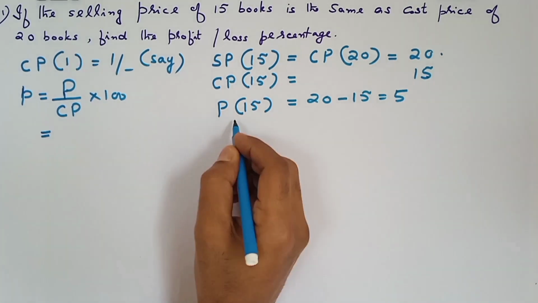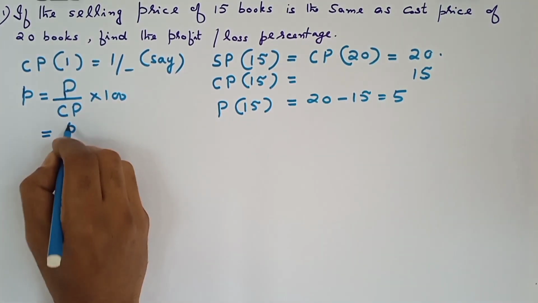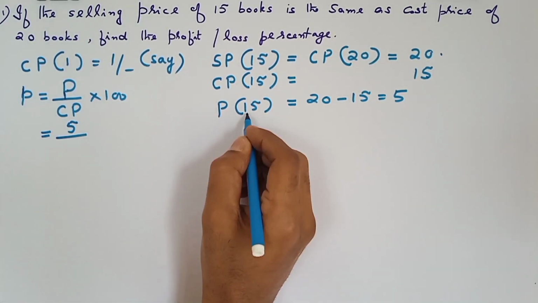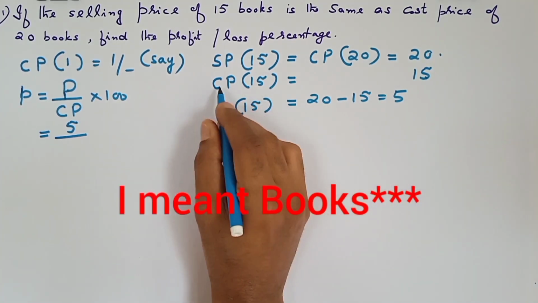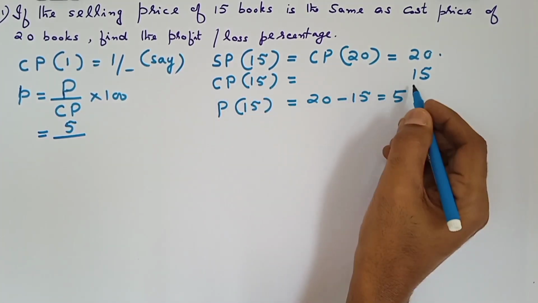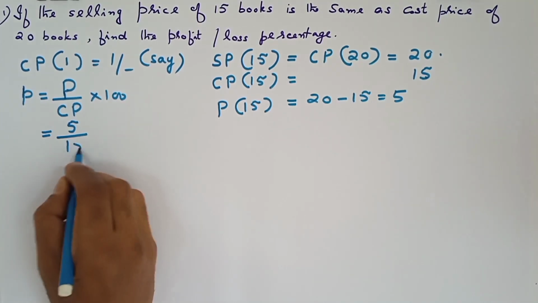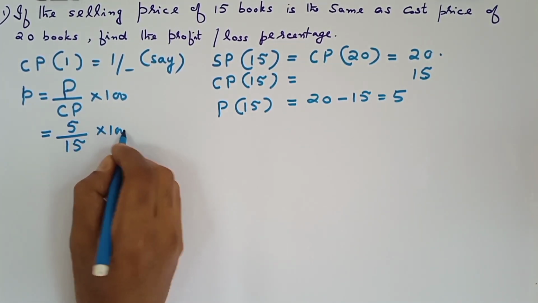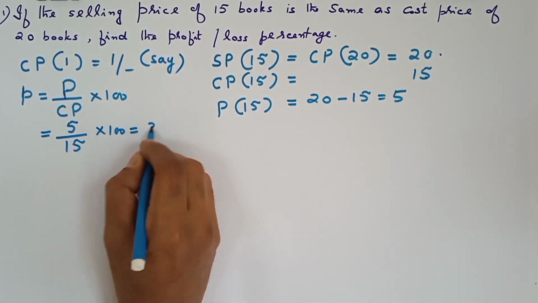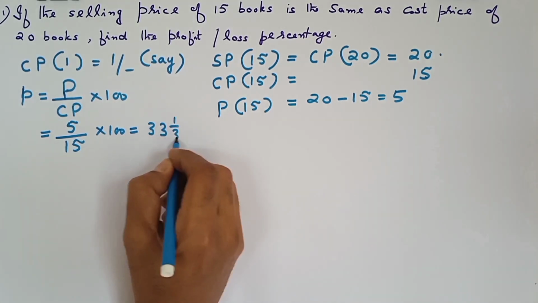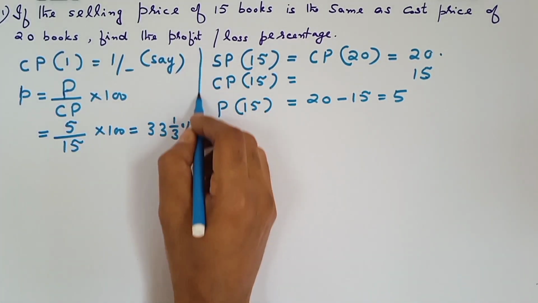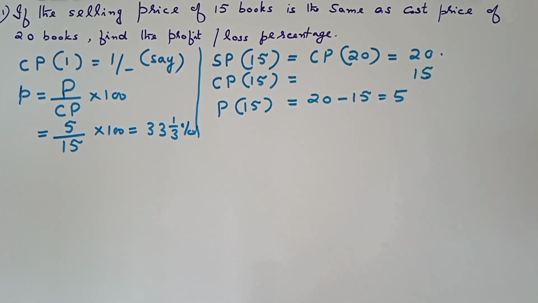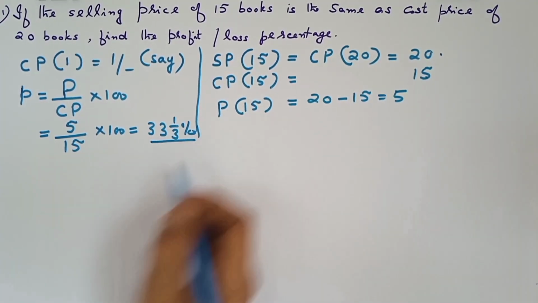This is a way to convert absolute profit into profit percentage. So absolute profit 5 rupees. This is for 15 books. So you take the corresponding CP of 15 books, which is 15, into 100. This on simplification is 33 and 1/3%. So this is the final answer to the question.